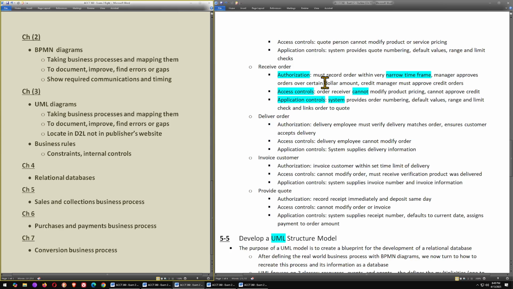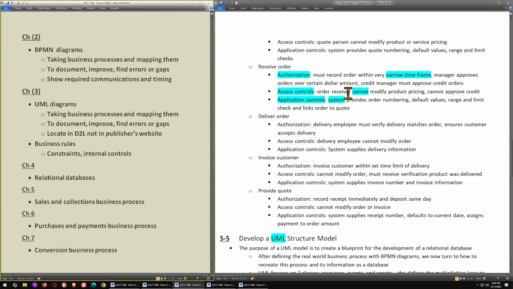An authorization is not only who, but what activity is authorized, or what is the proper authorized way of doing it. So here, receive an order, authorization must record the order within a narrow time frame, manager approves.